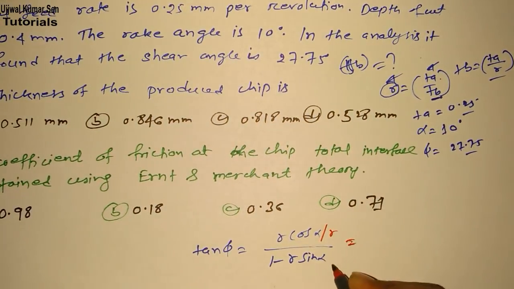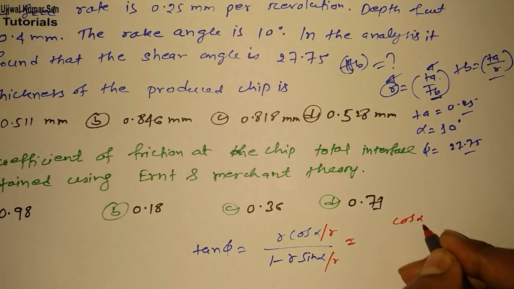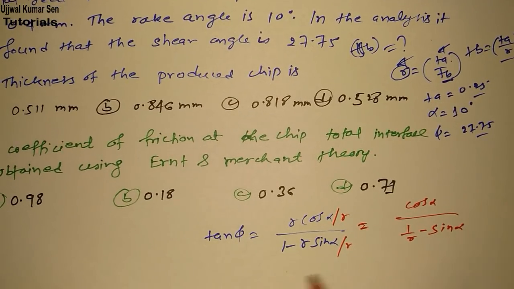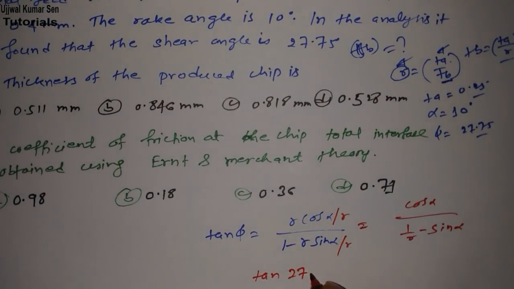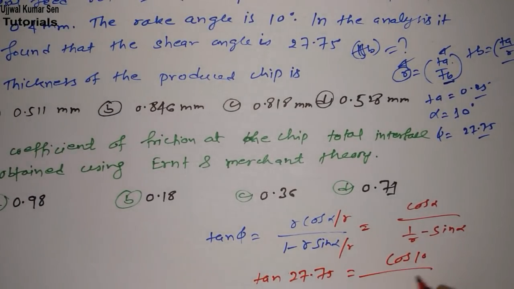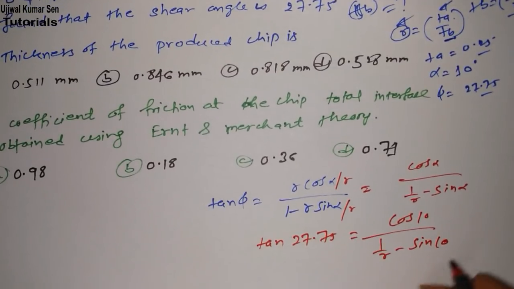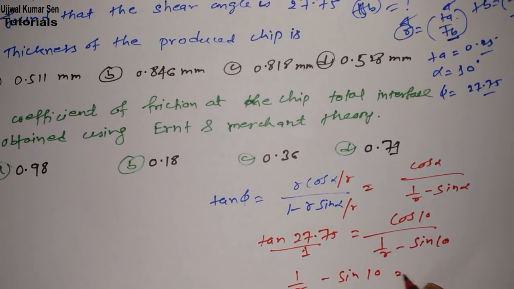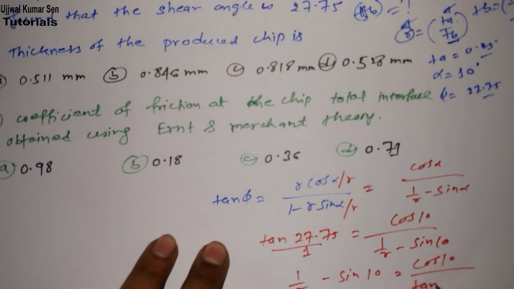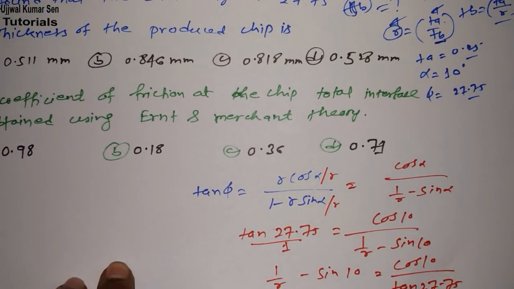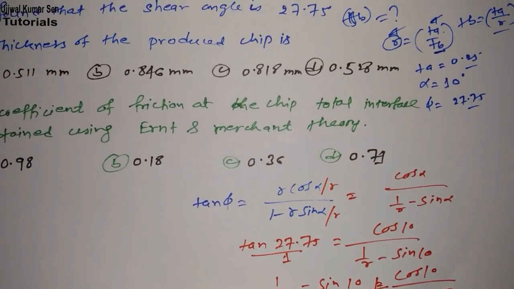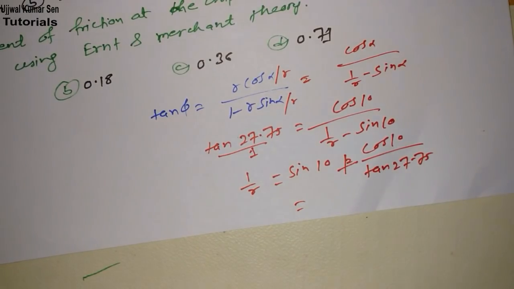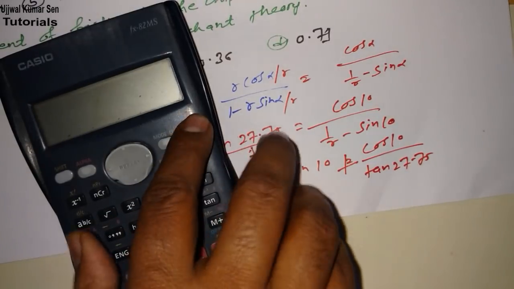Now I am dividing by R here. So we get tan phi equal to cos alpha by (1 by R minus sin alpha). So tan 27.75 is equal to cos 10 by (1 by R minus sin 10). I'm just doing cross multiplication. So 1 by R minus sin 10 is equal to cos 10 by tan 27.75. If we move sin 10 to the other side, it becomes positive, right? So we get 1 by R equal to this much. Now we have to find the answer from here, and for this we require a calculator. So we got the calculator.